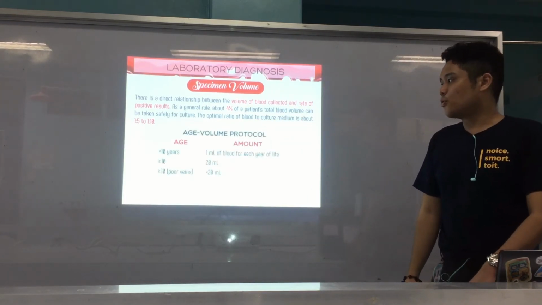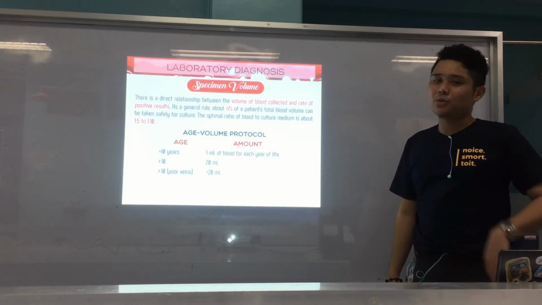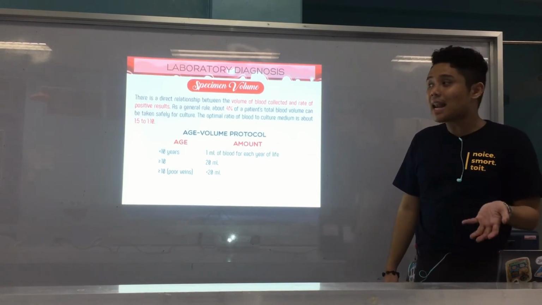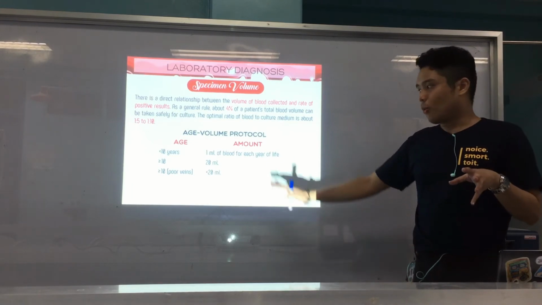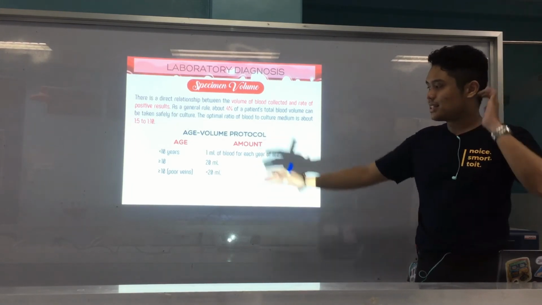All right. So for age, if less than 10 years, 1 ml of blood for each year of life. For example, if 9 years old, then 9 ml. If greater than or equal to 10 years old, 20 ml. And if greater than or equal to 10 years old but with poor veins, it can be less than 20 ml.